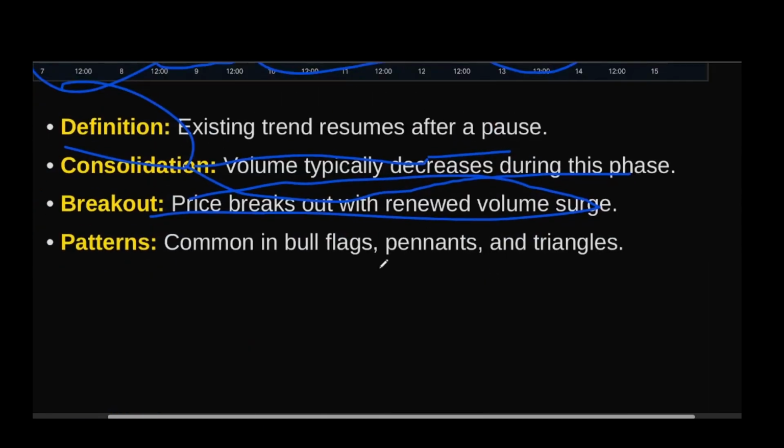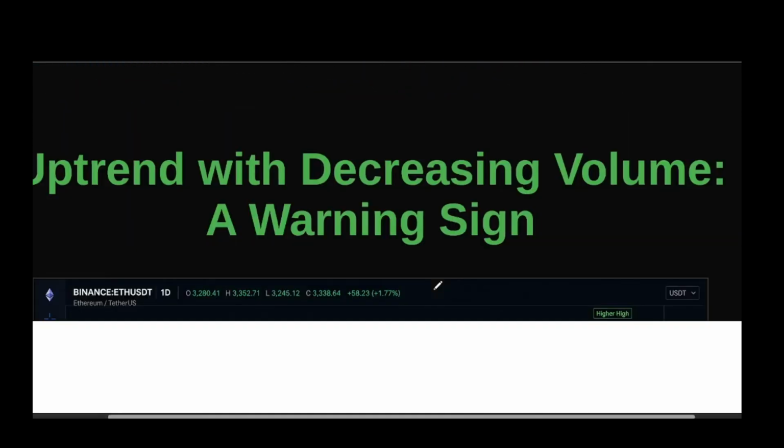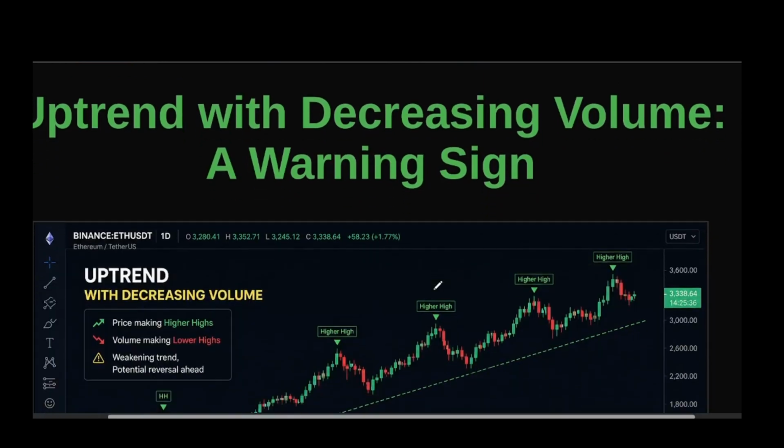Not only the flag pattern, different patterns like bull flag, triangles, pennants. You have many different patterns here which you can use. Now uptrend and a downtrend.